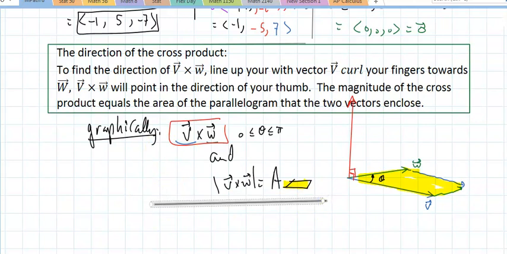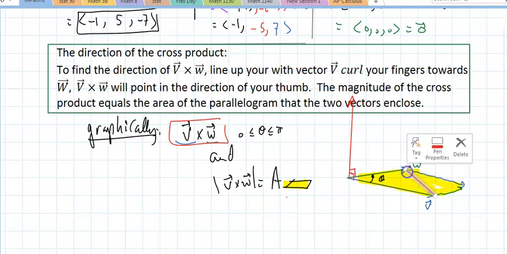And in calculus, when they say, hey, given two vectors, can you find the area of the triangle that they enclose? You only take half of this distance. And that's how it works.